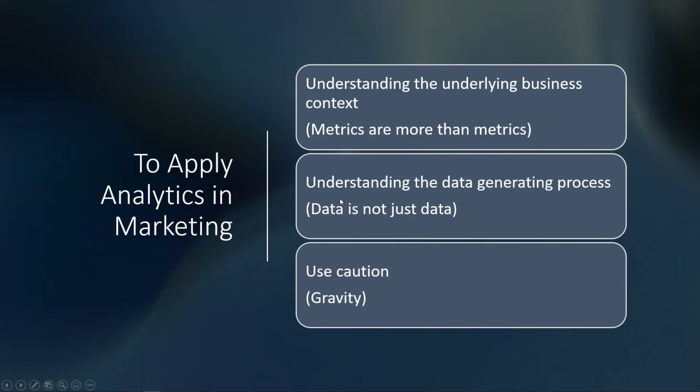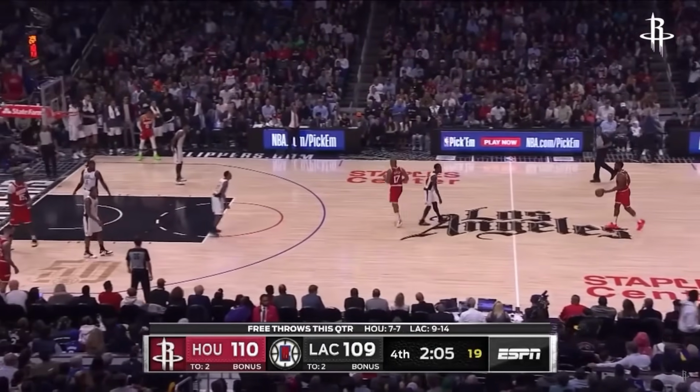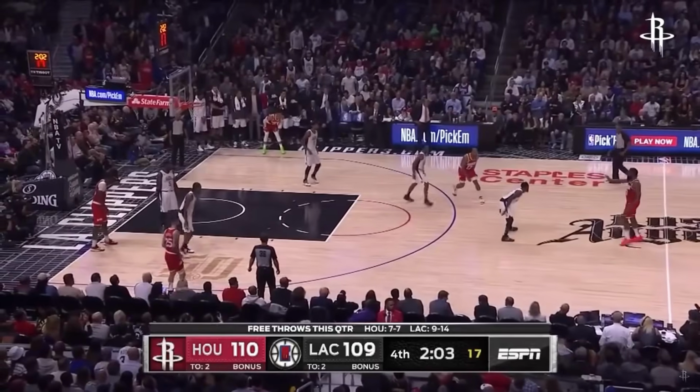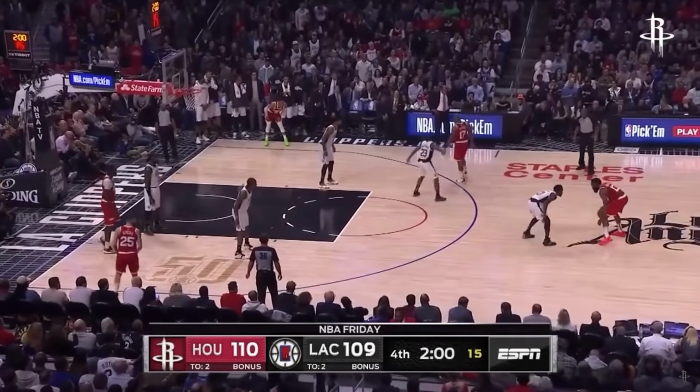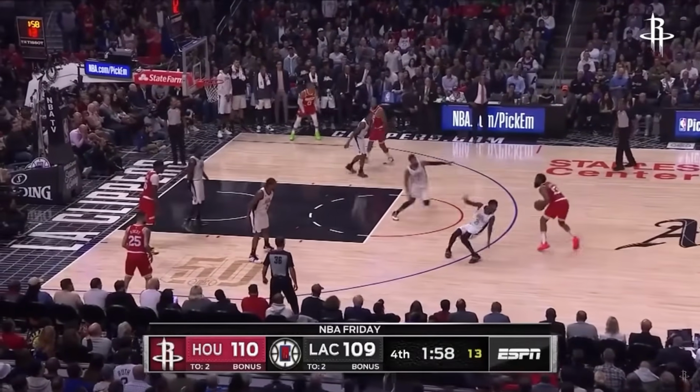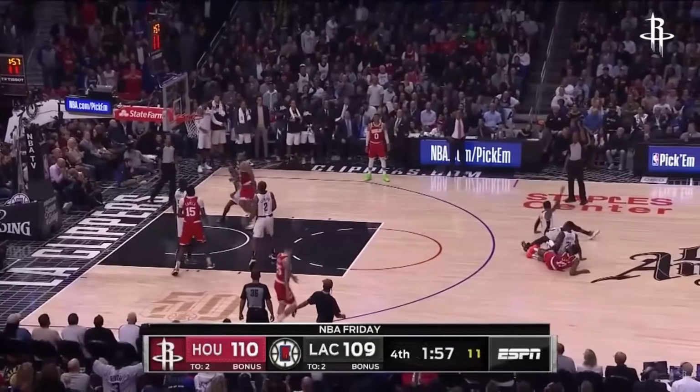Second, we need to understand the data generating process. Data is not just the data. We have to understand how we see the data. Using the example of step back shooting in basketball, we see that stepping back, although getting further away from the basket, actually gives James Harden a positive kick by staying further away from the defender as well.